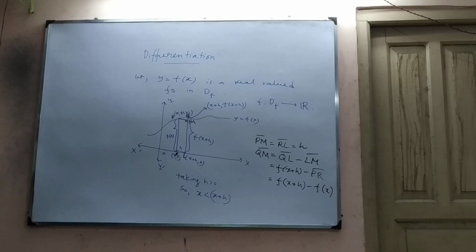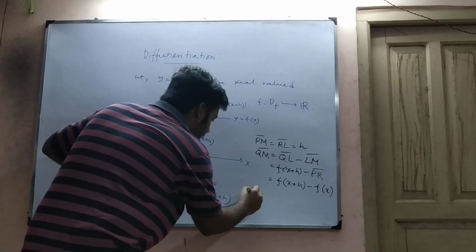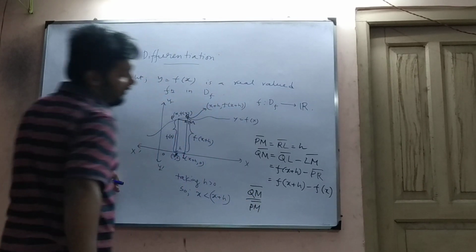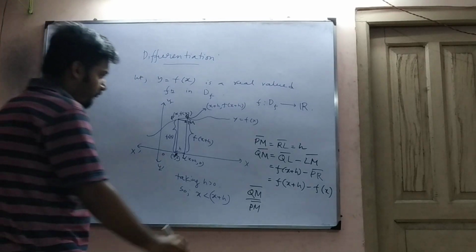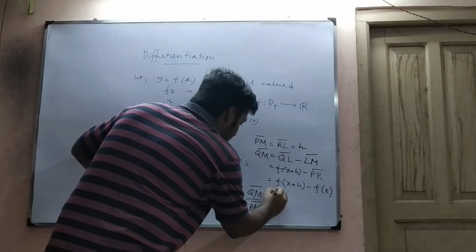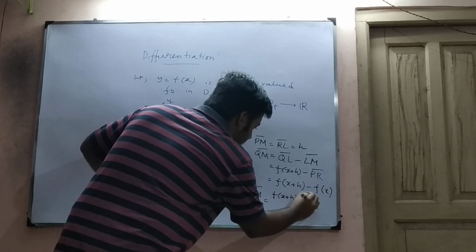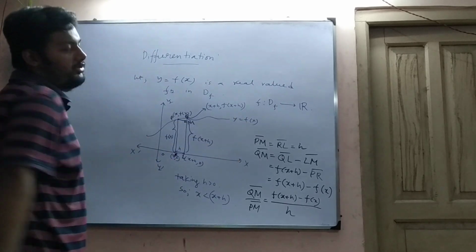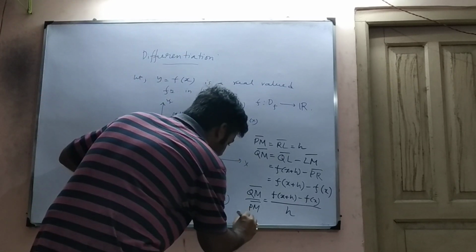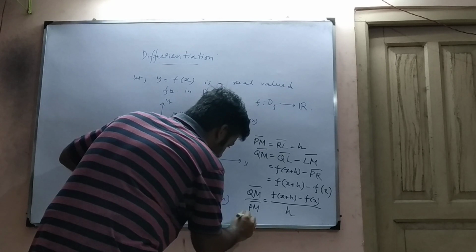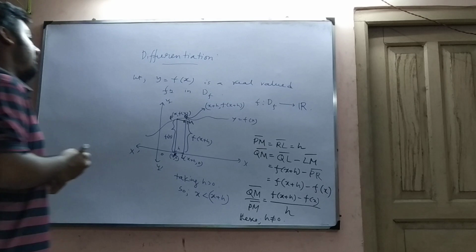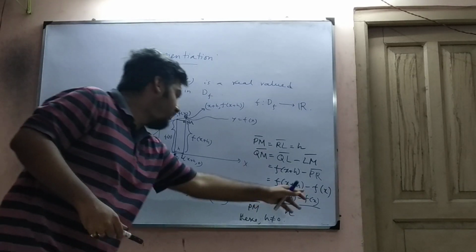Okay. So at first find out the QM by PM ratio. What is QM by PM? QM is f(x plus h) minus f(x), and PM is h. Here h must be not equal to 0. That's why I can divide this thing by h.